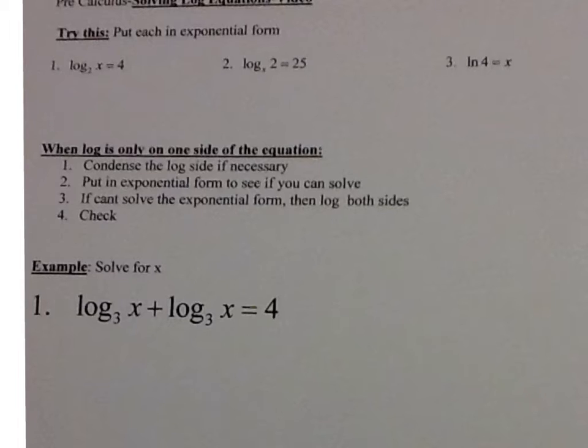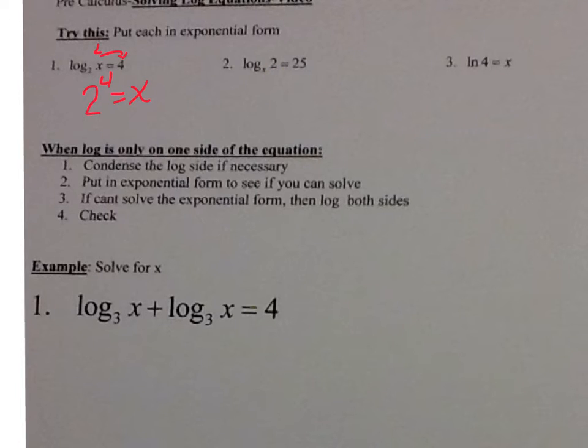Okay, so let's take a look at the first one. We have log base 2 of x is equal to 4. So my base is 2, so it's 2, and then these two switch, so it's 2 to the 4th is equal to x.